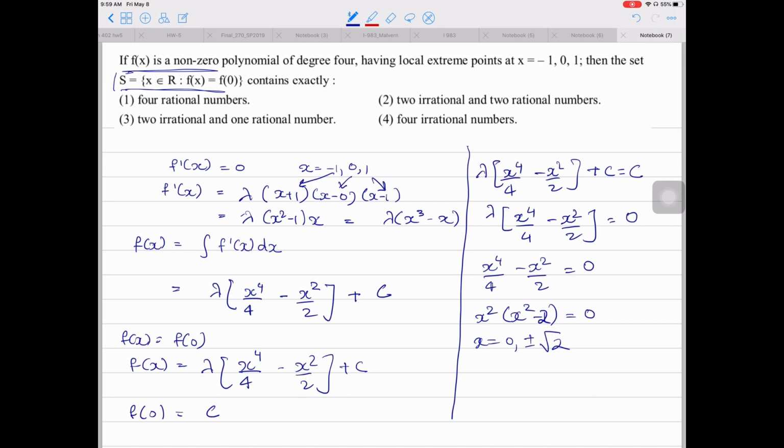So the set S has these numbers: minus root 2, 0 and root 2. These are the values of x belonging to real numbers where the condition f of x equals f of 0 is satisfied. So this means one of them is a rational number and the other two are irrational. And that is option 3, which is our answer: two irrational numbers and one rational number. Let's move on to the next question.